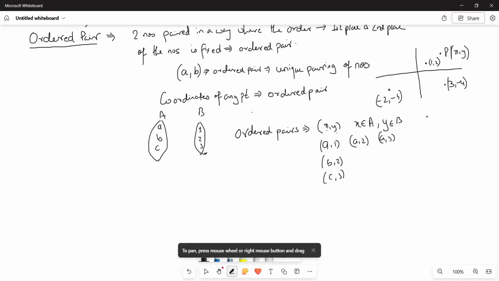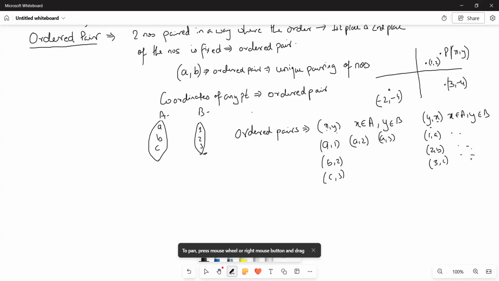Another way of creating ordered pairs would be in the form (y, x), where again x belongs to A and y belongs to B. But now in this case, the first position of the ordered pair will come from elements of set B, and the second number of the ordered pair will come from the elements of set A, which means the ordered pairs created would be (1, a), (2, b), (3, c), and so on and so forth.